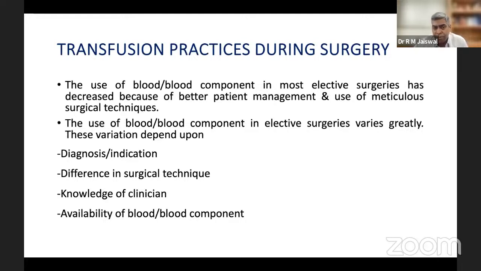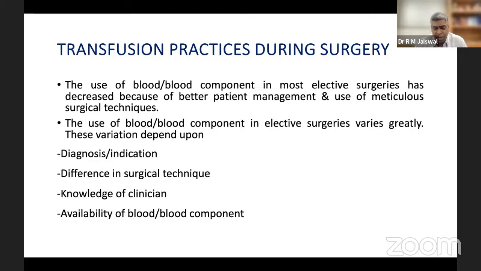Now I'm talking about transfusion practices during surgery. The use of blood and components in most elective surgery has decreased because of better patient management and meticulous surgical technique. The use of blood components in elective surgery varies greatly, depending on diagnosis, indications, and differences in surgical technique. I have witnessed even in my hospital, initially we used to give 4 to 5 PRBC in cardiac surgery, at least 10 to 15 PRBCs in liver transplant surgeries, and 5 to 6 units of PRBC in renal transplant surgery.